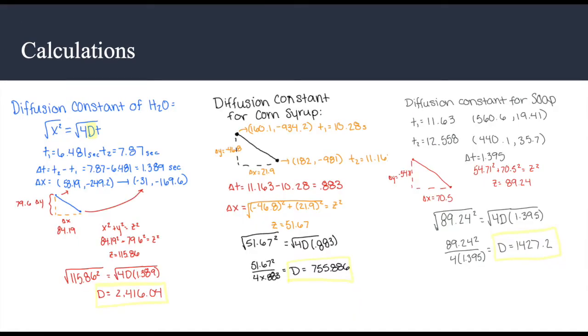In the calculation section, we calculated the diffusion constant using the 2D equation. We used the graphs from Tracker and found 2 points for each liquid and found the change in time and the change in distance to plug into the equation. For water, we got a diffusion constant of 2,416. For corn syrup, it was 755. And for soap, we got a diffusion constant of 1,427.